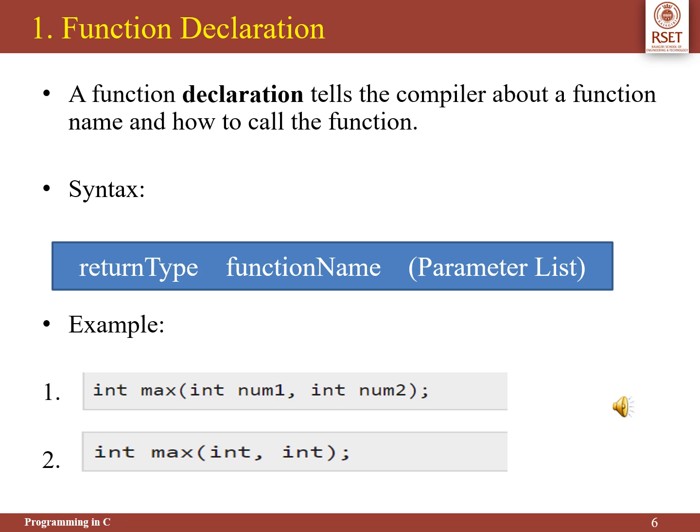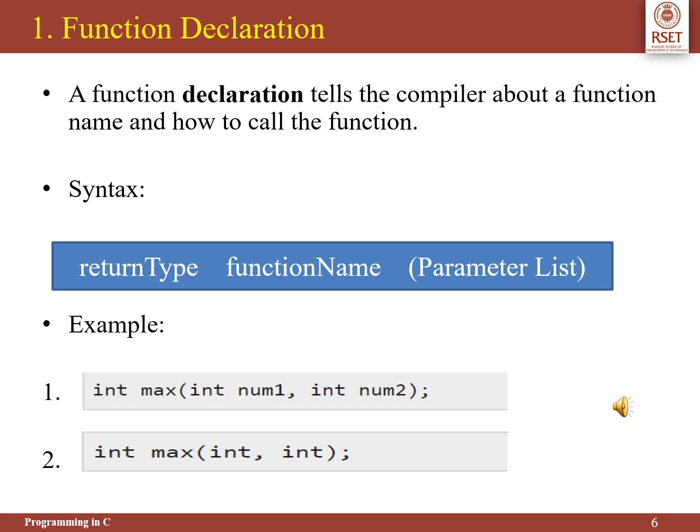Next is a parameter list. Parameter list refers to the type, order, and number of parameters of a function. And the parameter is like a placeholder. That is, when a function is invoked, you will pass a value to a parameter. This value is known as the actual parameter. So that is specified inside the parameter list.